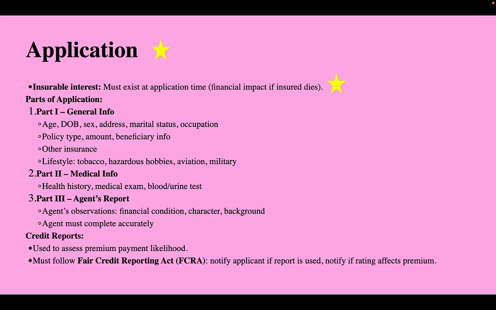Part 2 contains medical information including health history, medical exams, and lab tests. Part 3 is the agent's report, where the agent notes observations about the applicant's financial condition, character, and background. Accuracy in this section is essential because errors can affect underwriting decisions.